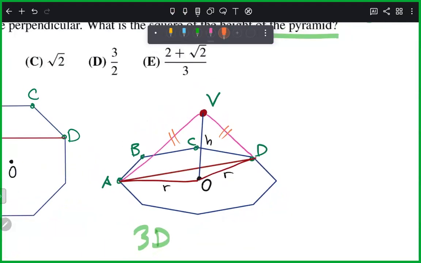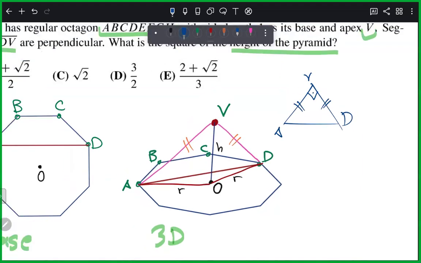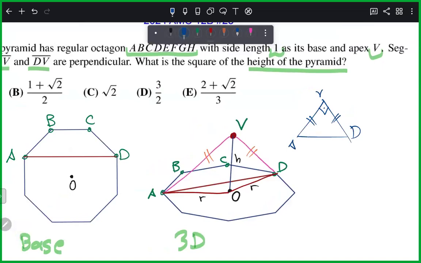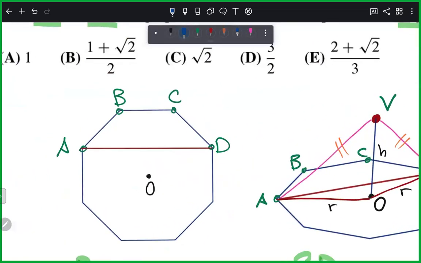And then next, consider the triangle AVD. It's given in the problem that AV and VD are perpendicular, and we also know that AV equals VD. So it has to be an isosceles right triangle with the hypotenuse AD. So let's go back and find the length of AD using the first figure.